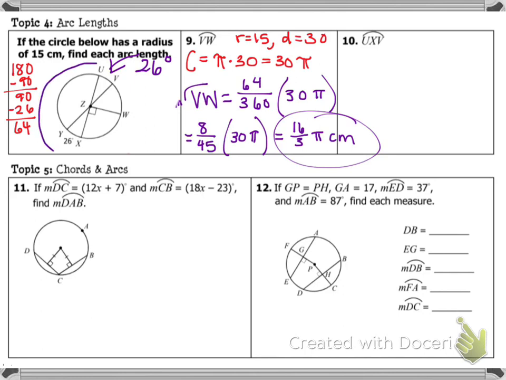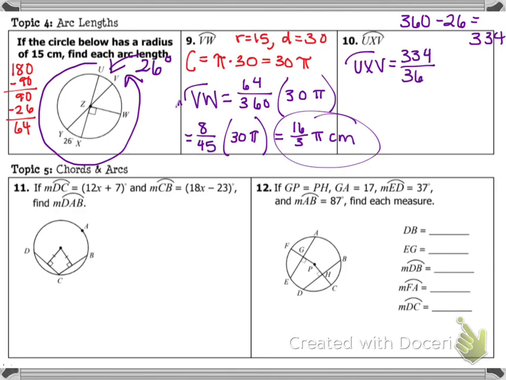So if I'm wondering about the length that goes all the way around, the portion of my circle that I'm dealing with, rather than it being 64 of the 360 degrees, well, what's left over if I take away 26 degrees? 360 without 26 of the degrees. I'm feeling a 334 degrees. So 334 of 360, that's the portion of the circle. And we're saying the entire circle is 30 pi.